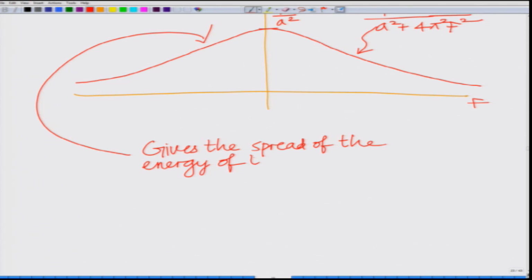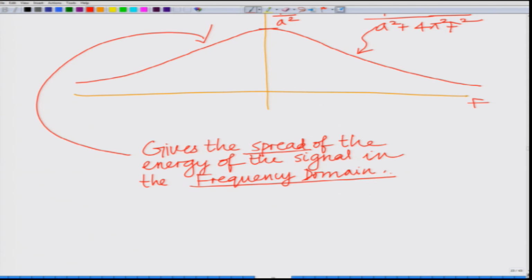Spread of the energy of the signal in the frequency domain. For instance, one can ask the question, what is the energy of the signal in the band minus W to W? We would be interested in knowing how much energy of this signal is contained in the band minus W to W, and that can be derived by integrating this energy spectral density in this frequency band.